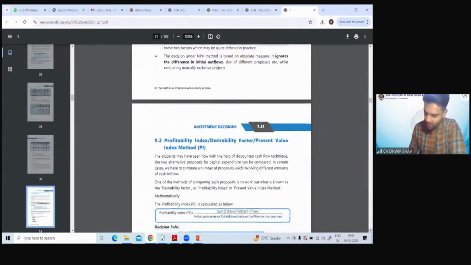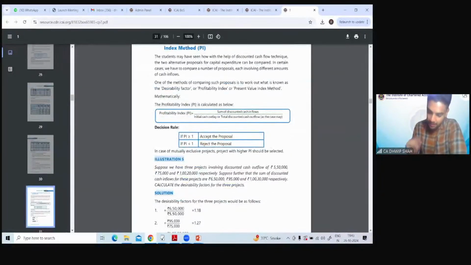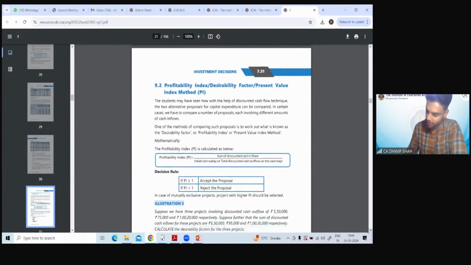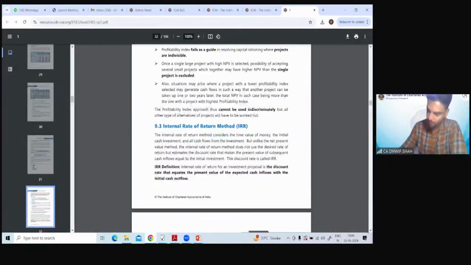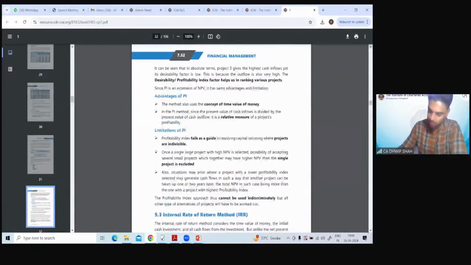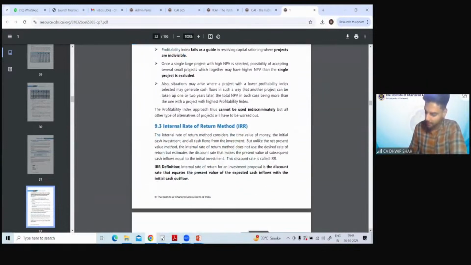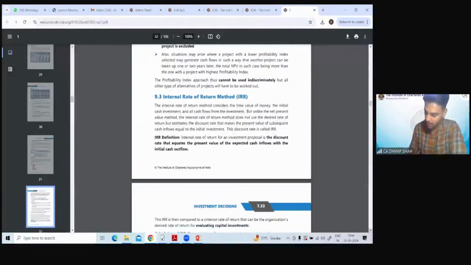You need to study this theory. Profitability index, I discussed with you all. If PI is greater than 1, accept. If PI is less than 1, reject the proposal. Okay? So illustration number 5 on page number 7.31 is your homework for today. You can practice at home, and you need to read the theory part as well. Now let's come to IRR technique.